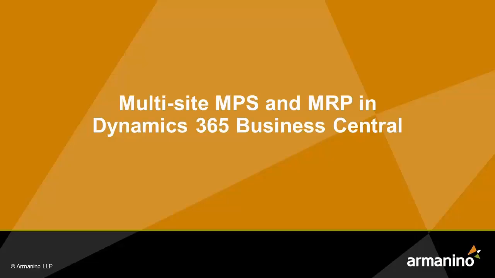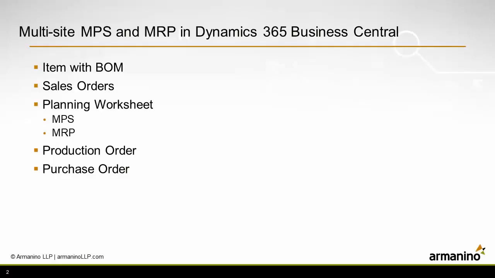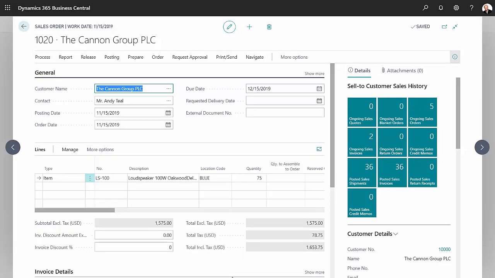To show you how you can use the Master Production Schedule and MRP functionality within Dynamics 365 Business Central for multiple sites within your organization. To provide the demand for the MPS and MRP functionality, I entered multiple sales orders into the system for different locations. Here's one right here. This goes to location code blue.